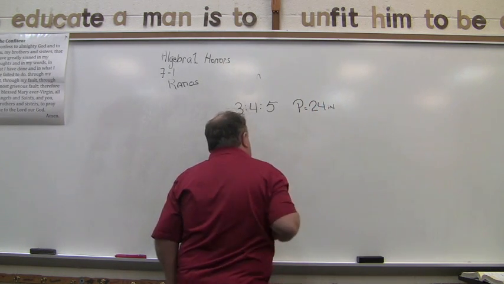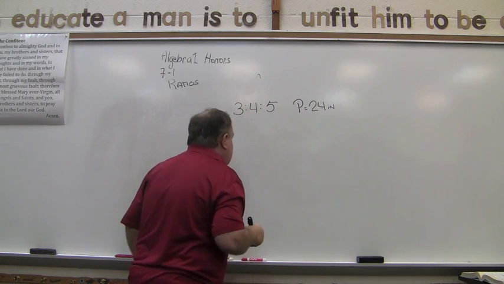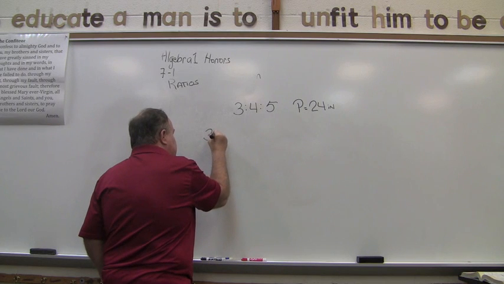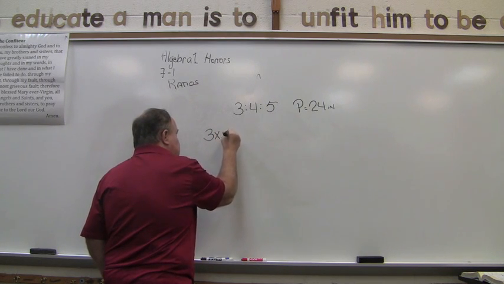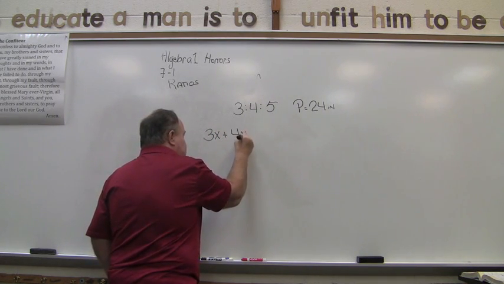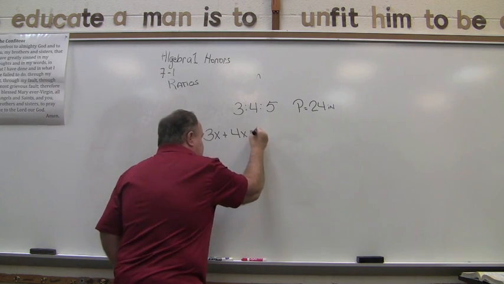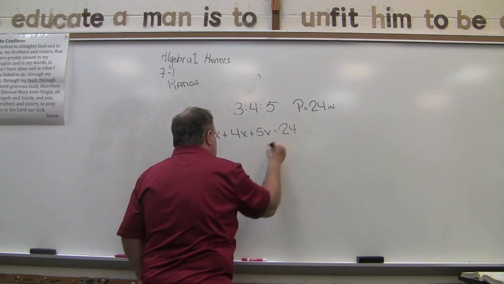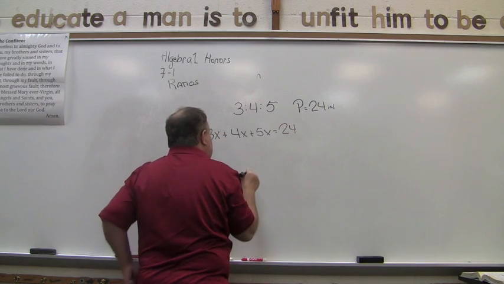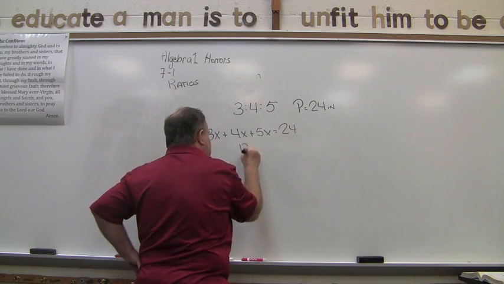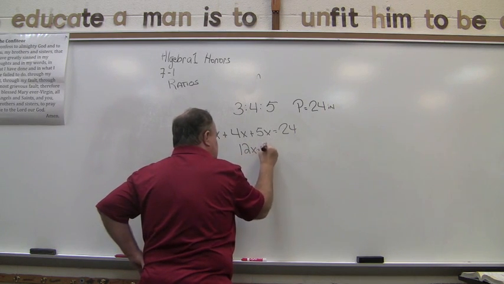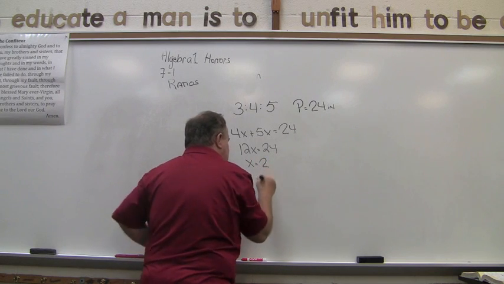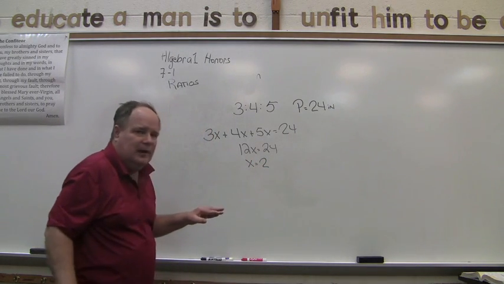Find each side. All right, well, for the perimeter, we're going to have 3x plus 4x plus 5x equals 24. We add those together. 4 and 5 is 9 and 3, so we get 12x equals 24. And again, we see that x is 2. This is our factor that we're going to multiply our ratios by.